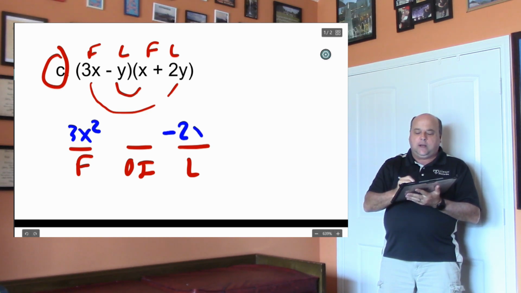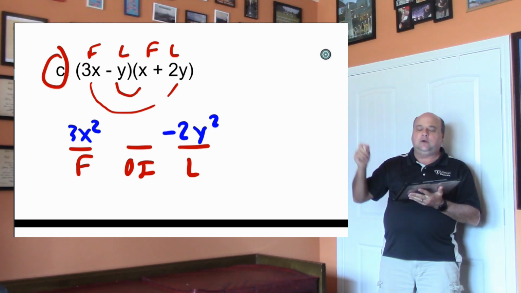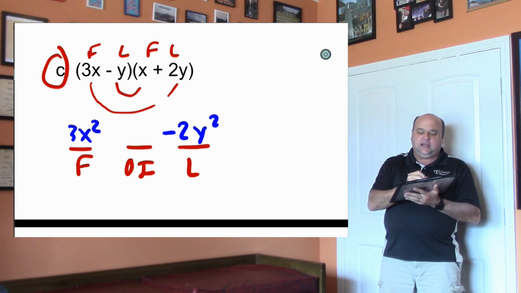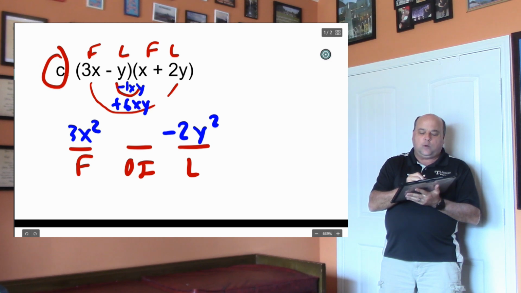The letter is y. Y times y is y squared. Just sign, number, letter, exponent. Now then I'm going to do my arches. Negative y times x is a negative 1xy. I'm going to put the 1, so I add or subtract it. 3x times 2y is a plus 6xy.